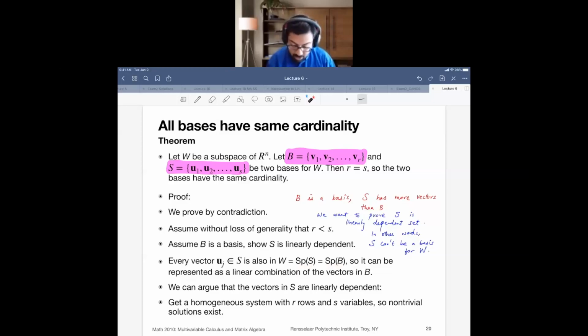Remember, we are trying to prove this by contradiction. So what we can argue is that the vectors in S are going to be linearly dependent, and we'll show the algebra that corresponds to this on the next slide. What we will end up with is a homogeneous set of equations with R rows, less rows than variables. We'll have more variables, less rows. So we are going to have non-trivial solutions that exist, which is going to make this linearly dependent.